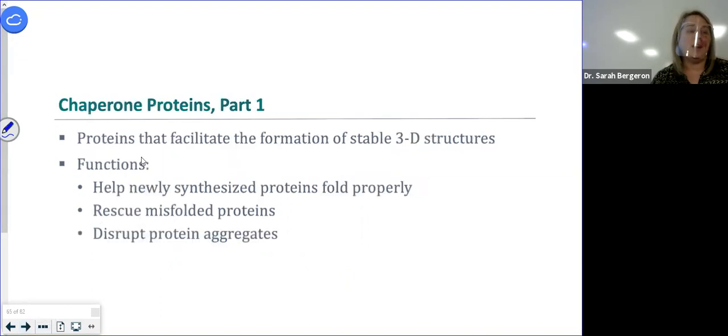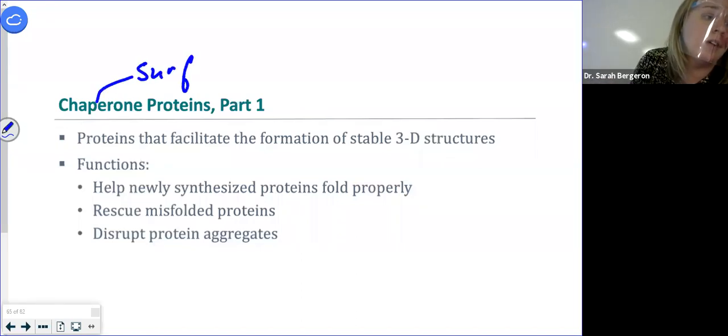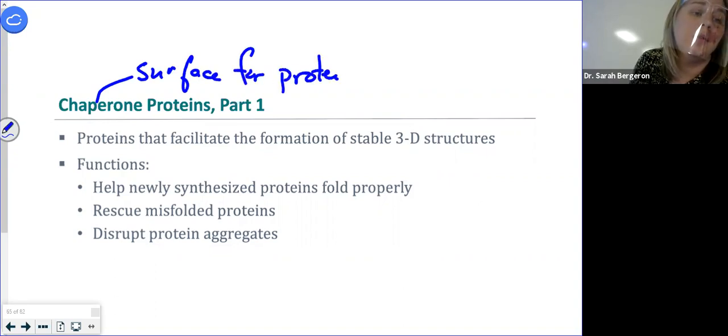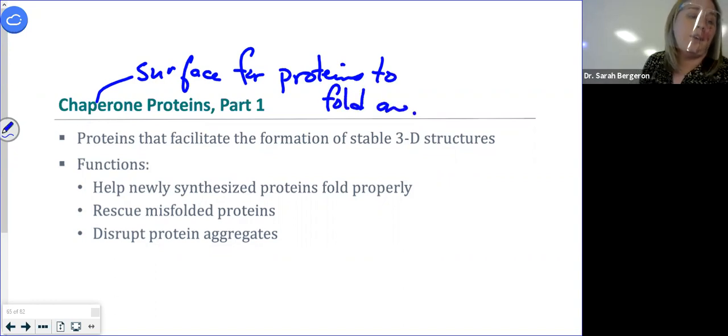The other thing that helps cells to properly fold proteins are other proteins that we call chaperone proteins. So chaperones form basically a surface for proteins to fold on. So these have a surface for proteins to fold on. Okay, it looks like we are out of time.